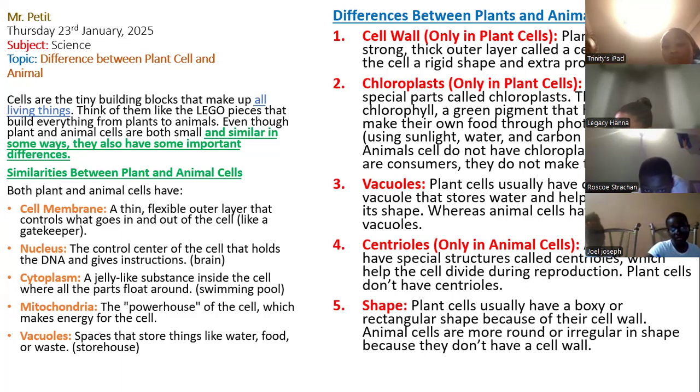Kylie, what are some similarities between a plant and animal cell? Similarities. They both have vacuoles. Very good.